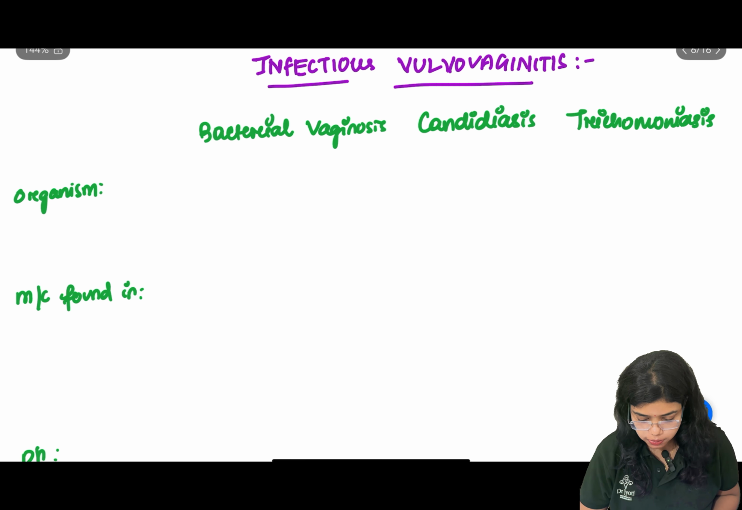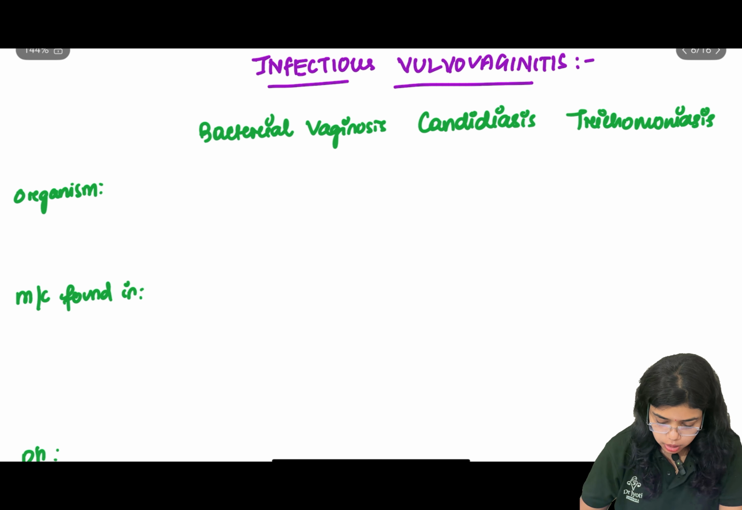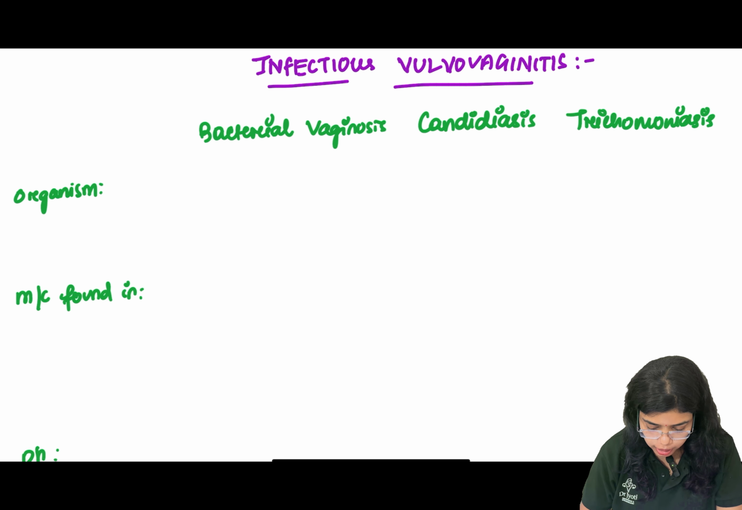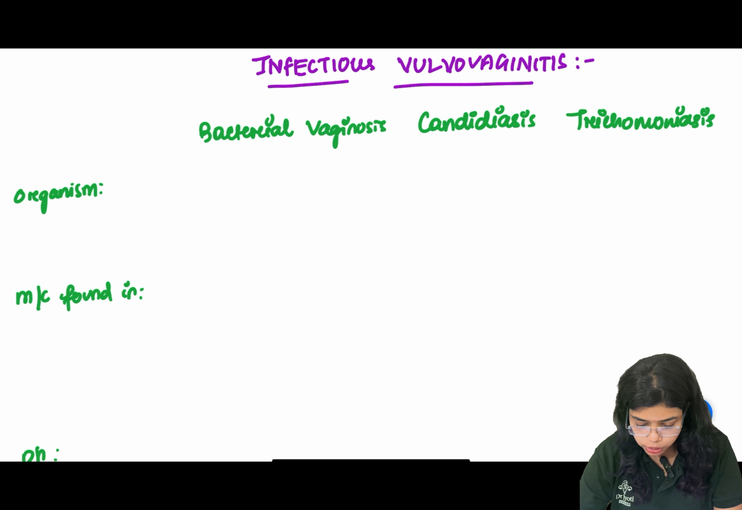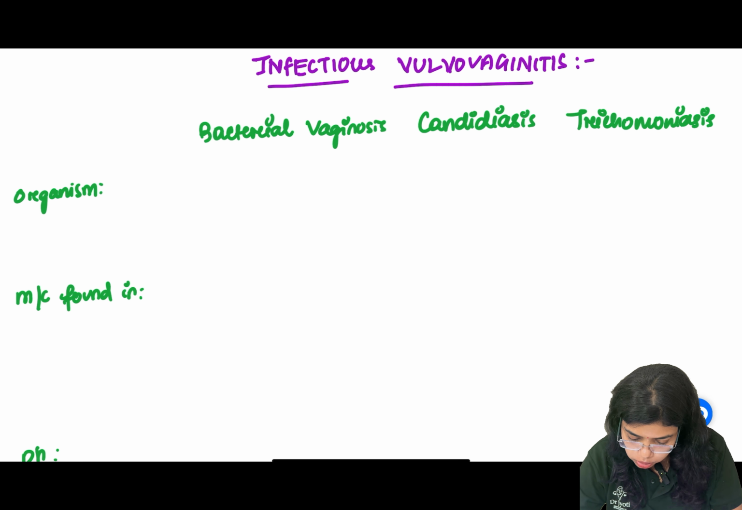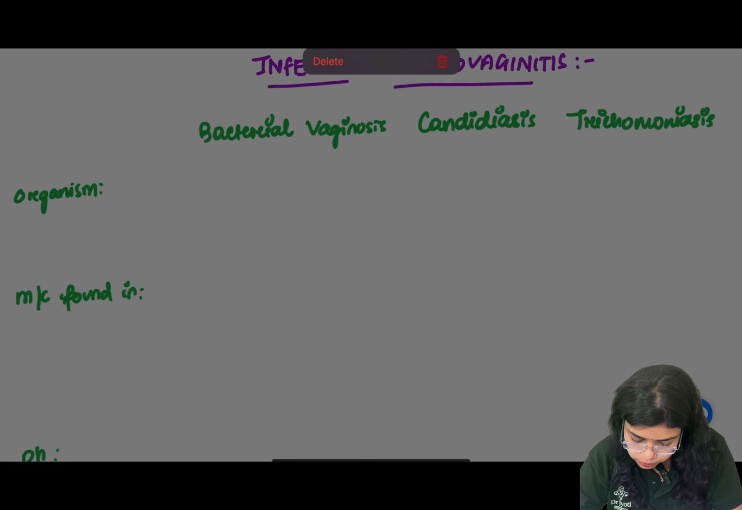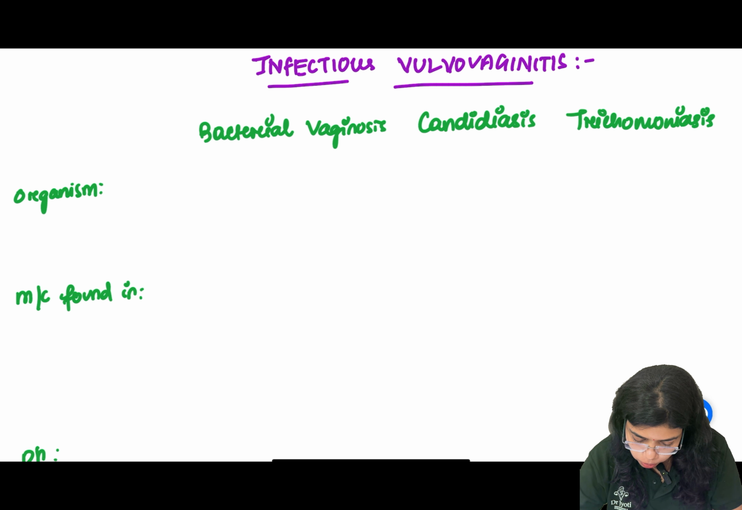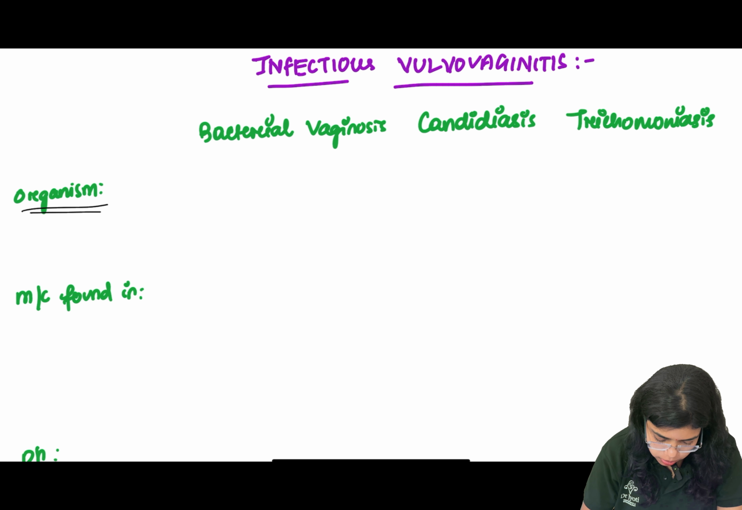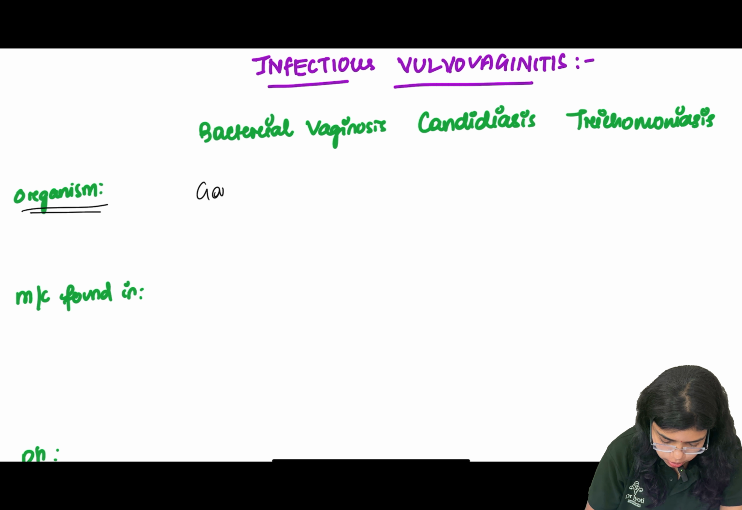Then coming to the infectious vulvovaginitis. See, I've told you one is due to bacteria, one due to Candida and one due to Trichomonas. So what is the organism? First, bacterial vaginosis is due to Gardnerella vaginalis, and candidiasis is due to Candida albicans.